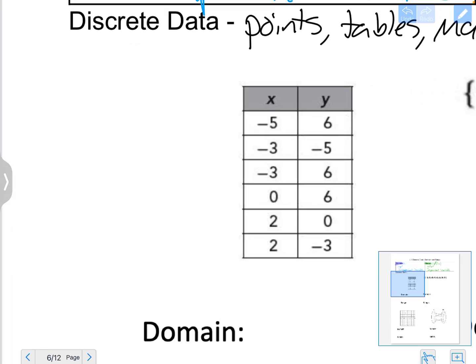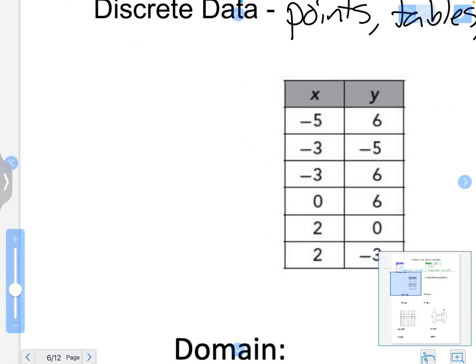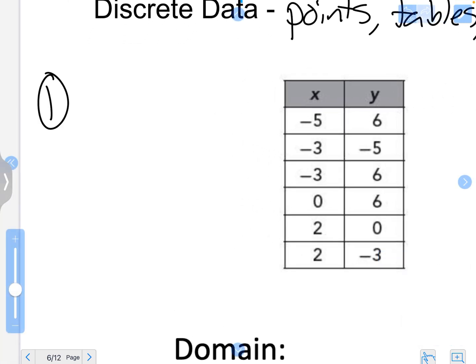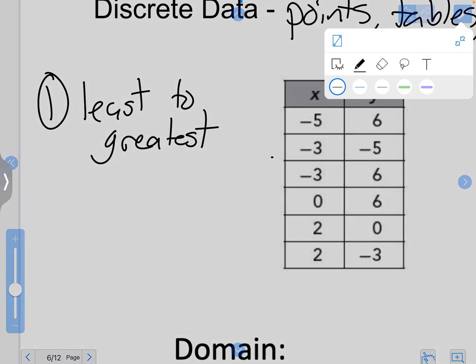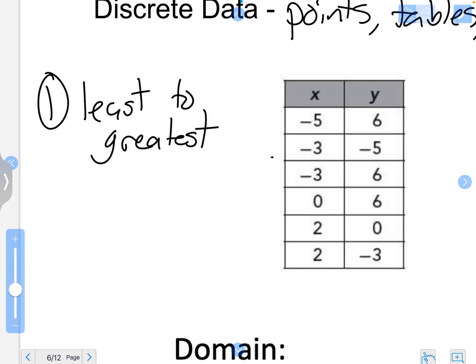So when we talk about domain and range, there's a couple of things that we need to talk about first and foremost. First, we always go from least to greatest.